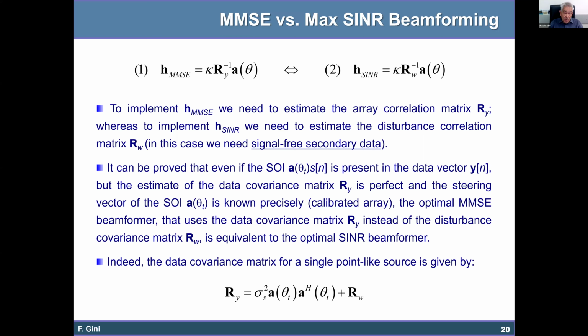But typically this n snapshot contains also the signal. So if you want to estimate Rw, we know how to estimate this, we have already seen. The problem is that if you want to estimate this, obviously we can use the sample covariance matrix, but we need to collect snapshots that are signal-free, that contain only disturbance. So what we call signal-free secondary data.